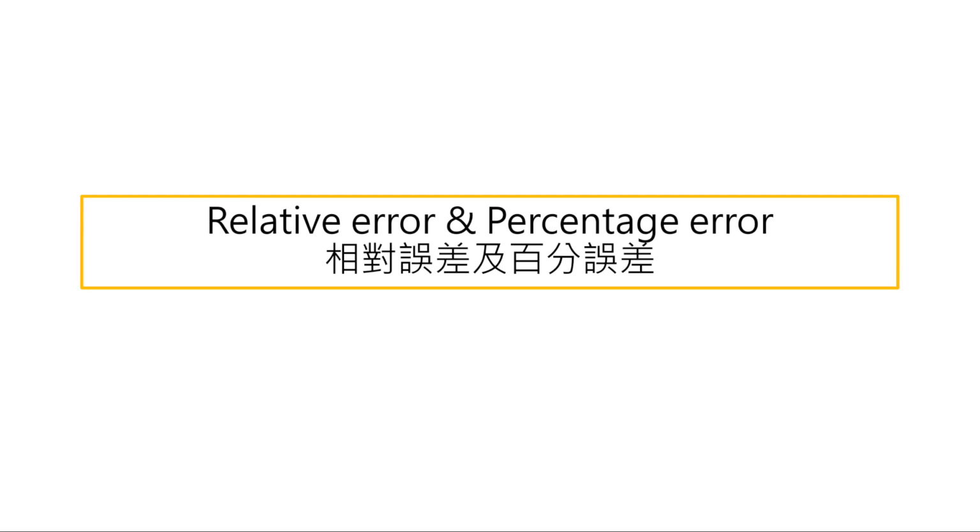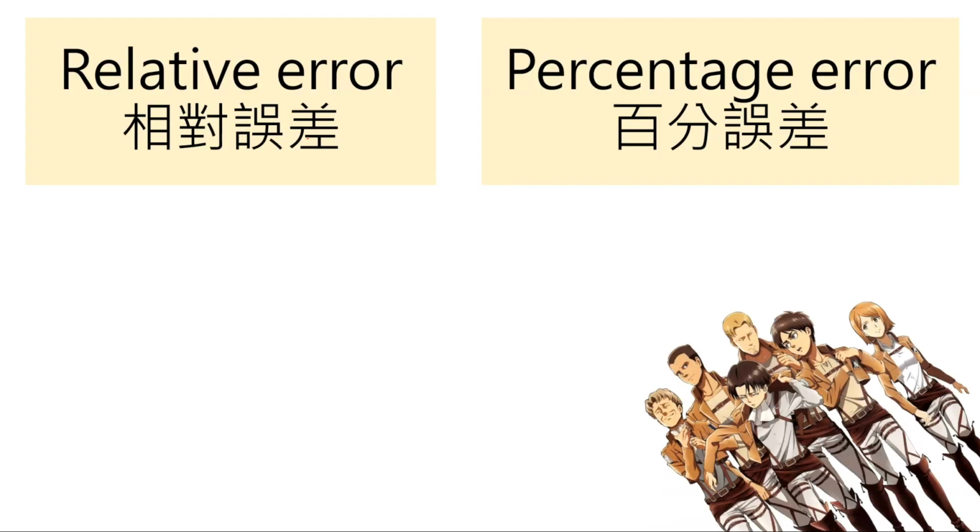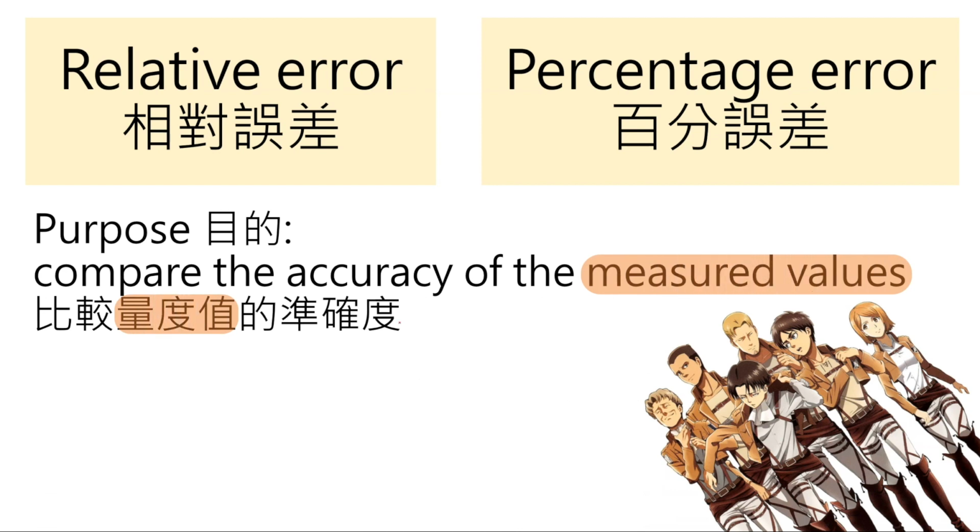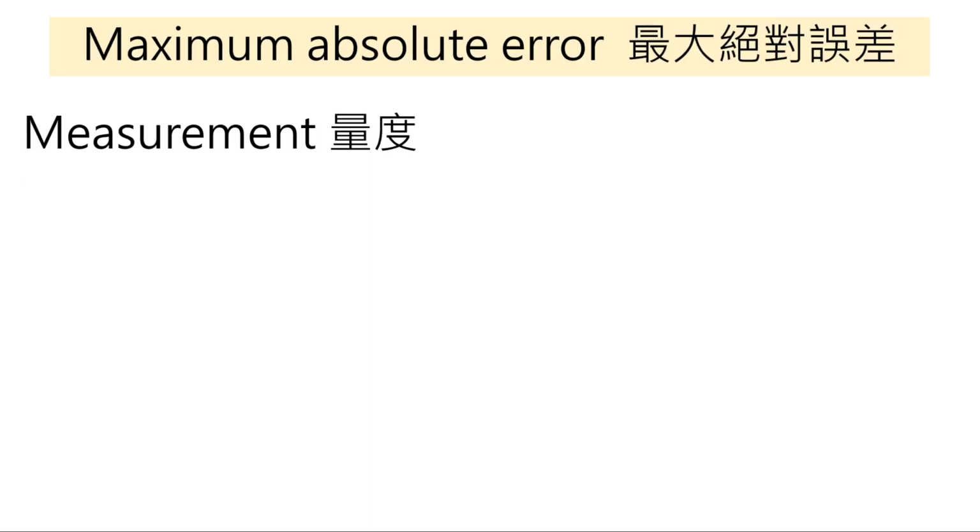Hello everyone, today we would like to talk about relative error and percentage error. These two errors are used to compare the accuracy of the measured values. In the previous video, we talked about errors during measurement, and depending on the measurement tool, that gives us the maximum absolute error. Let us quickly revise the definition of the maximum absolute error.